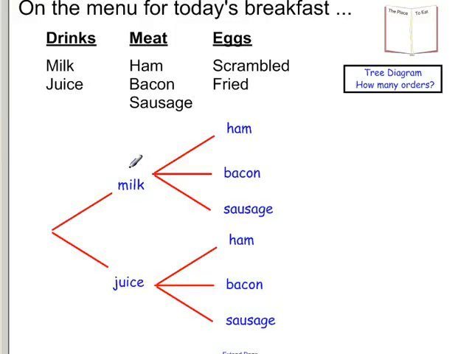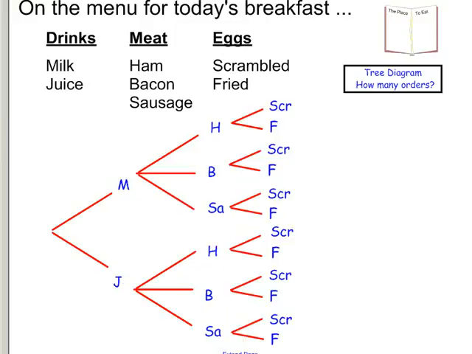So if I ordered milk and then ham, now I need to make a choice. 2 options, either scrambled or fried. There's going to be 2 lines coming off of here because I could choose scrambled or fried. And that's actually going to happen for every one of these. Now I also shortened a lot of things here because you'll see this in tree diagrams. M for milk, J for juice. Milk, H for ham, milk ham, then I can order scrambled or fried.